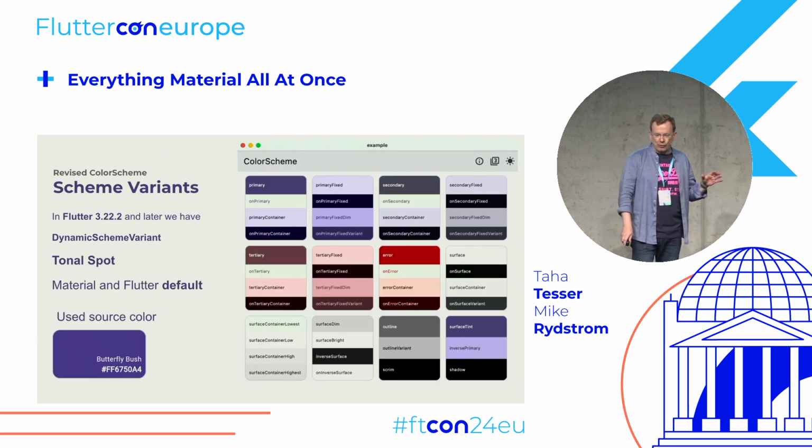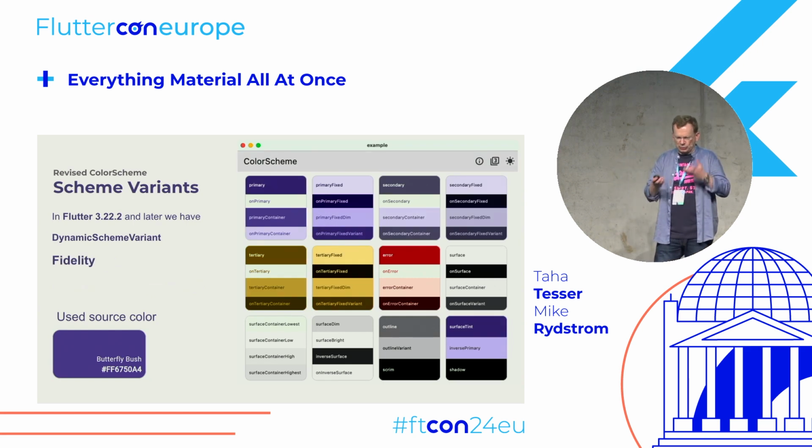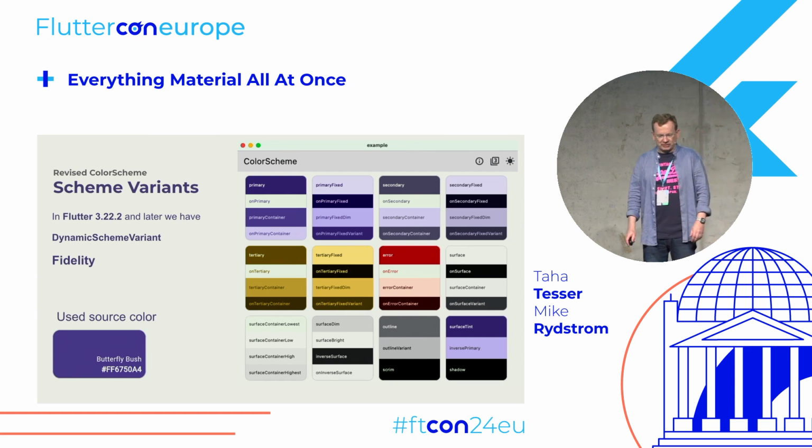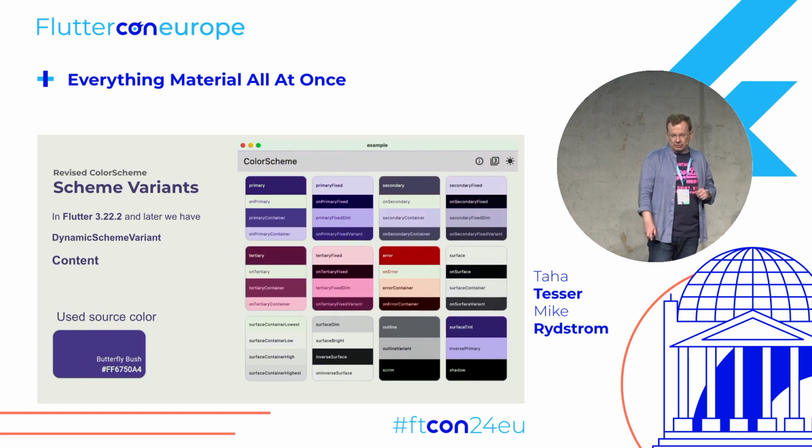Tonal spot is the default one, the one we are kind of used to. This is a little bit different than the previous default in 3.19 and everything before that. That made some people upset. We got a new one called Fidelity, which has more pop and colors, but tertiary looks totally different when you do this scheming. This is all using the same seed color, by the way. And we have Vibrant, where primaries are very colorful, and Content, which is a nice kind of balanced one that is used to make content.